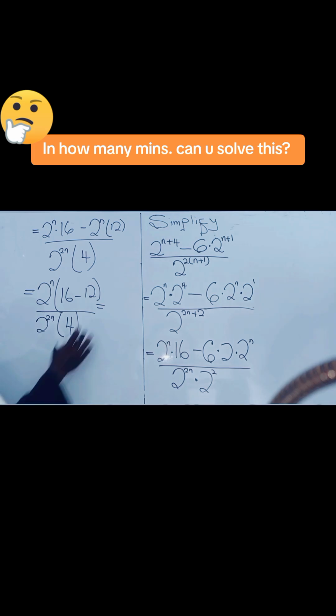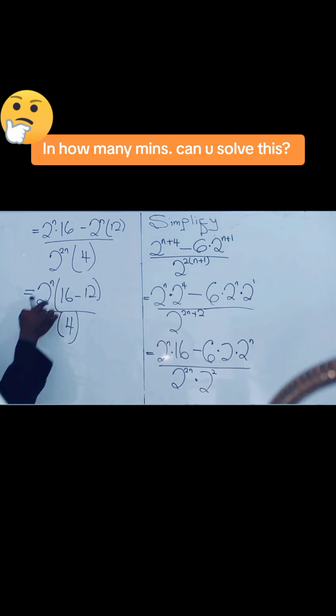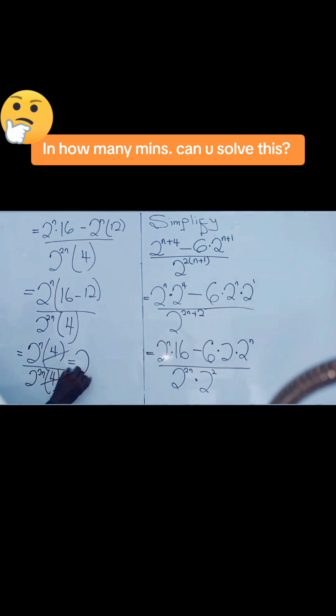So from here, you can say that our 2 raised to the power n, 16 minus 12 will give us what? 4. All over what? 2 raised to the power 2n. So you can see that this 4 will cancel this 4. We are left with 2 raised to the power n all over 2 raised to the power 2n.